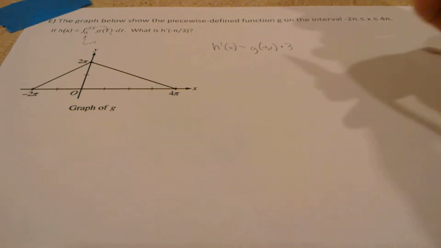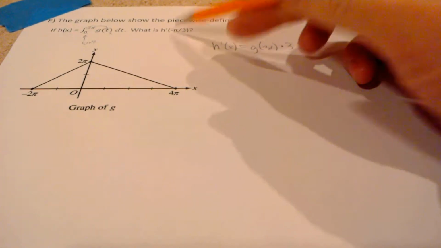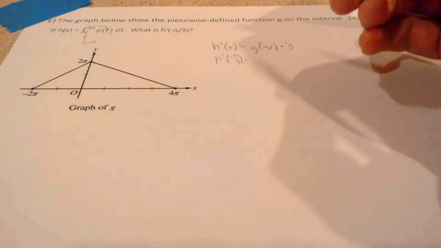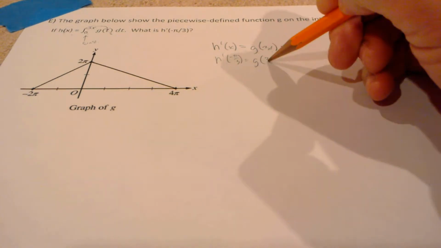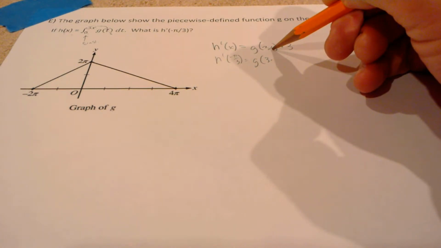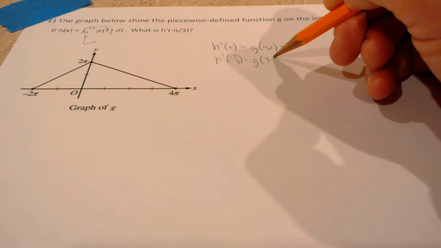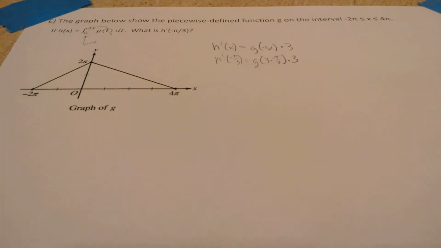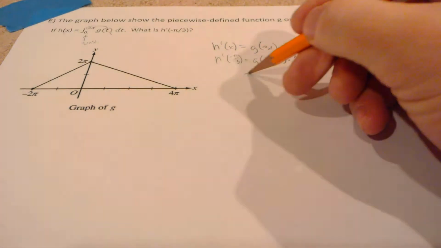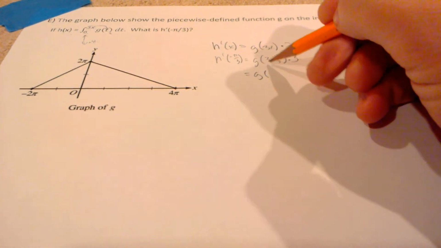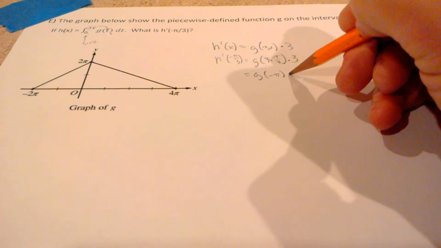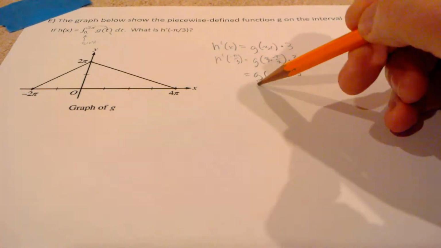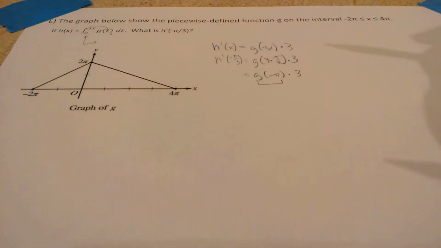Now they want us to figure out what h prime is at a specific x value. So h prime at that specific x value, we just plug in the same x value over here. So instead of 3x, we have 3 times negative pi over 3 times 3. Simplifying this gives us g of, 3's cancel out, negative pi, then times 3. And then we can go to the graph to get the value for g of negative pi.